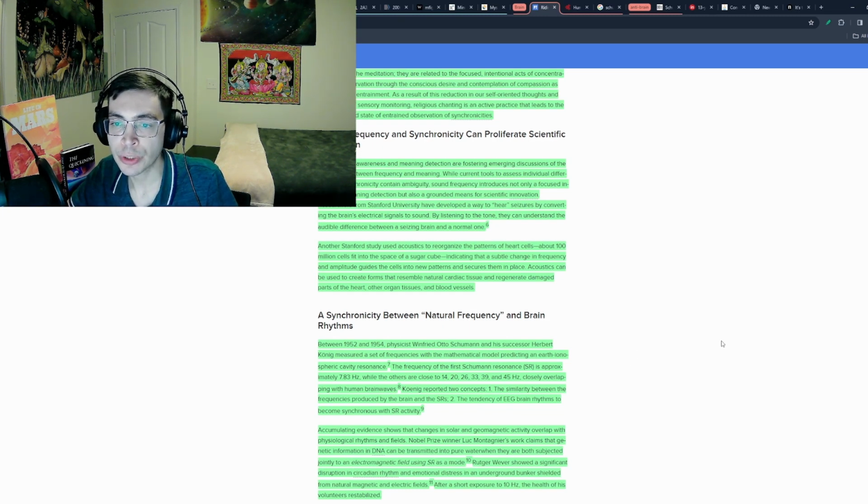Researchers from Stanford University have developed a way to hear seizures by converting the brain's electrical signals to sound. By listening to the tone, they can understand the audible difference between a seizing brain and a normal one.